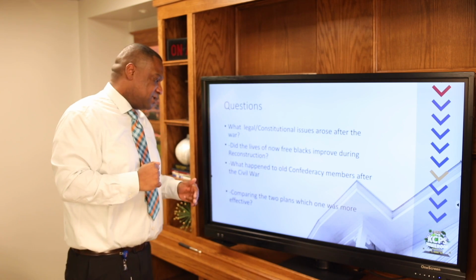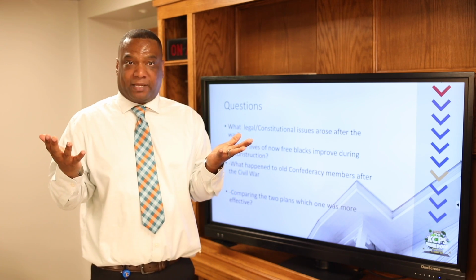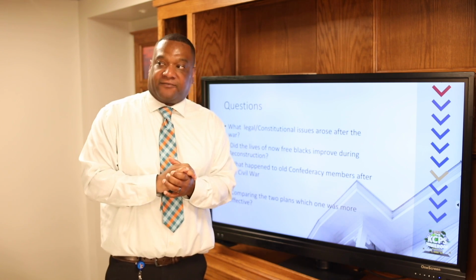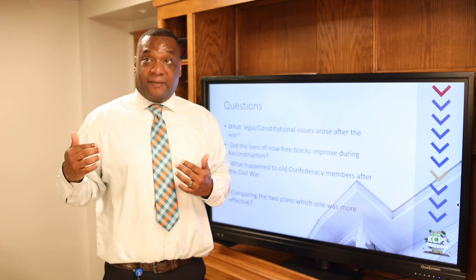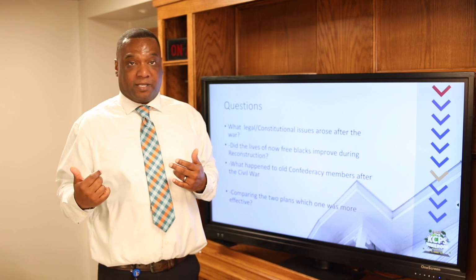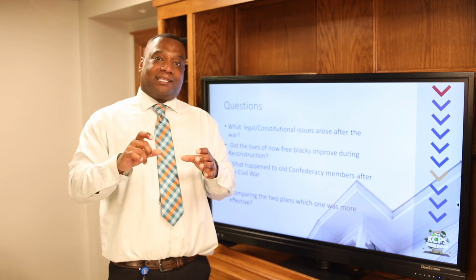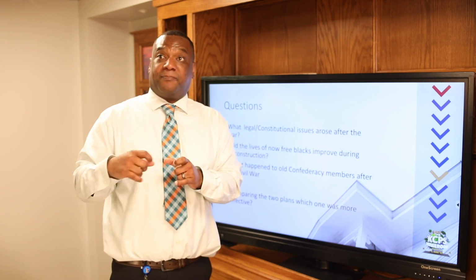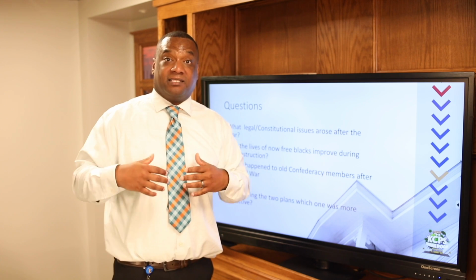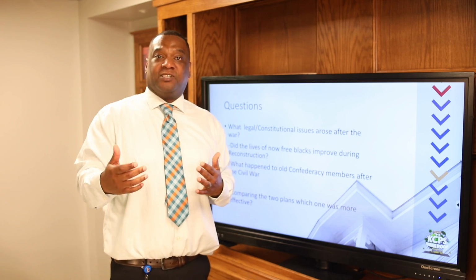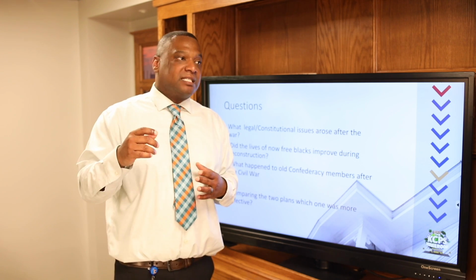Comparing the two plans, which one was more effective? Compare Lincoln's plan to Congress' plan, the radical Republican plan, right? Which one would you think is more effective? Personally, I like the aggressiveness of the radical Republican plan. They wanted to punish the South, which they ended up doing. But in the long term, it ended up hurting them, right? Because those state legislatures, as they kept coming back, started denying African Americans the right to vote. They started denying African Americans the right to employment. So then we talked about the Jim Crow system that started coming back because of that, right?